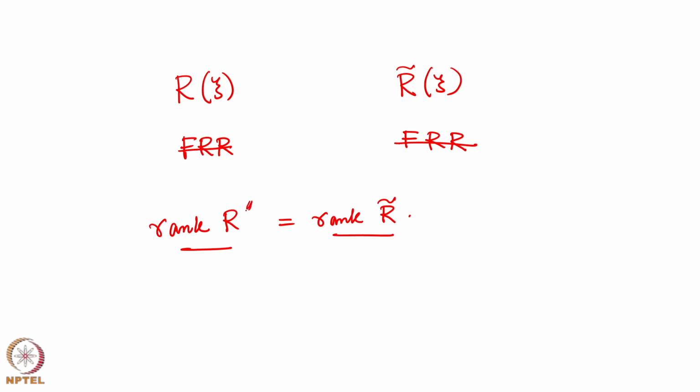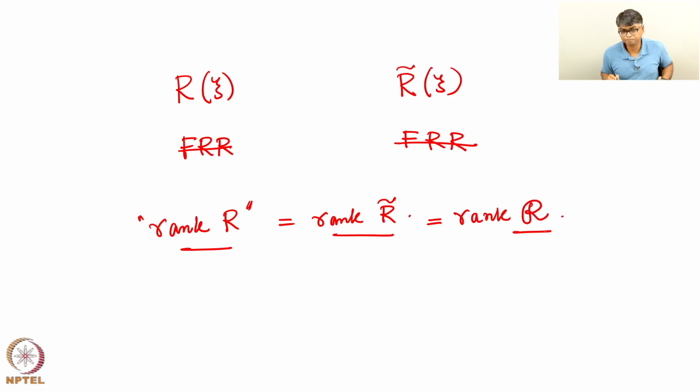And that rank is the rank of that submodule, which is analogous to the dimension of the subspace for constant matrices. But here, because we are dealing with polynomial matrices, we have modules instead of subspaces. So the term that is used is the rank of that submodule. This is equal to the rank of the submodule R. Okay.